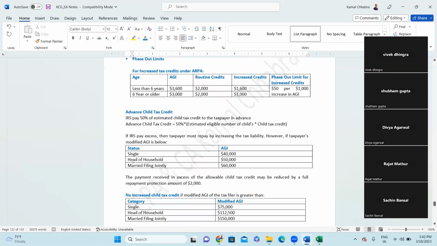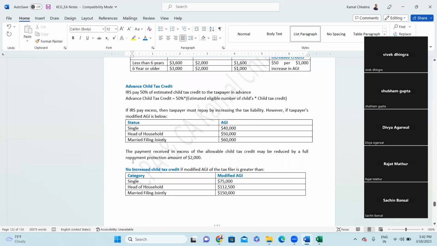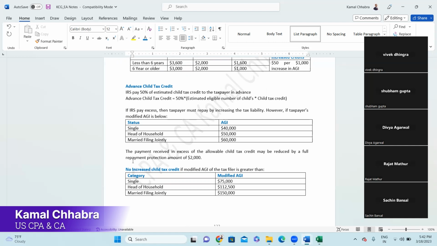No, sir. Okay. Advanced child tax credit. IRS pays 50% of the estimated amount. This is good news, and you may consider it for tax planning as well when you're consulting your client. If your client wants to consider a child tax credit, and they are expecting a refund of the child tax credit, then the IRS pays up to 50% of the estimated eligible refund amount in advance.